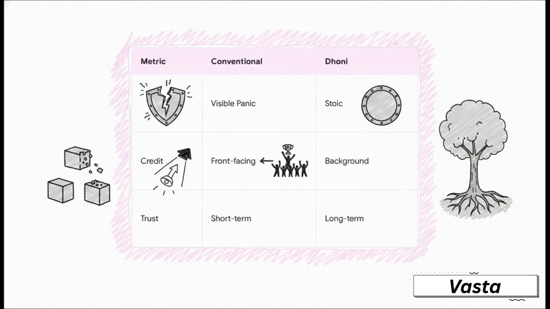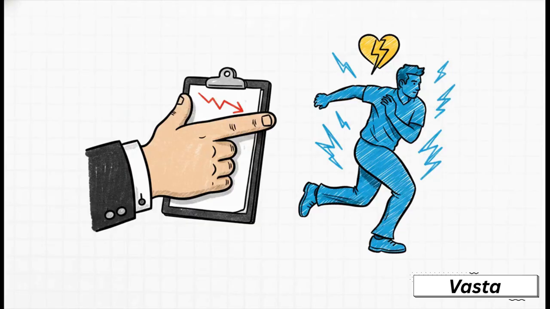And he bases his player trust not on short-term stats, but on long-term potential. This emotional firewall means his players can go out and execute their skills without the fear of failure corrupting their performance. A perfect example of this emotional intelligence in action was the 2013 Champions Trophy final.